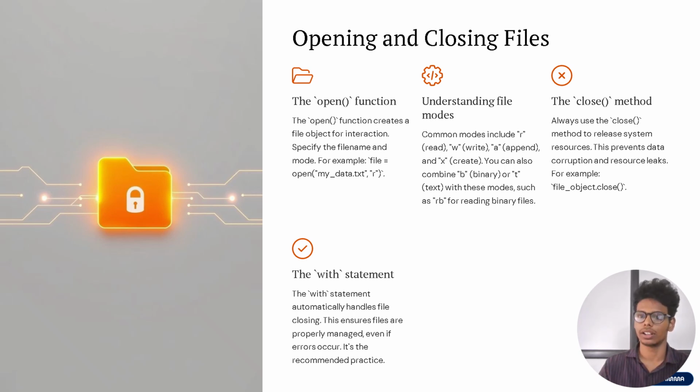The close method. Always use the close method to release system resources. This prevents data corruption and resource leaks. For example, file_object.close(). The with statement. The with statement automatically handles file opening and closing. This ensures files are properly managed even if an error occurs. It's the recommended practice.